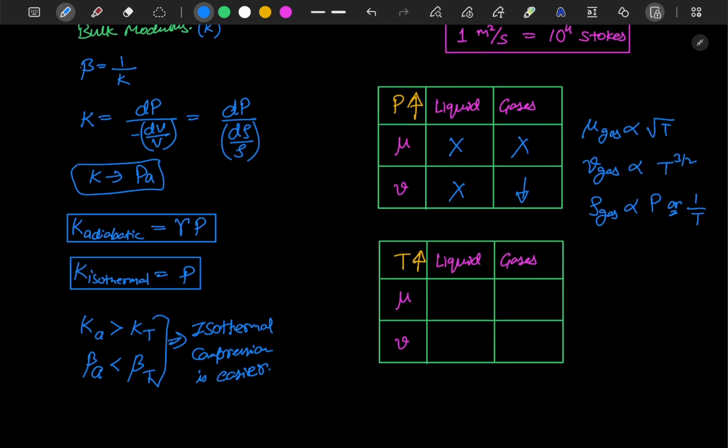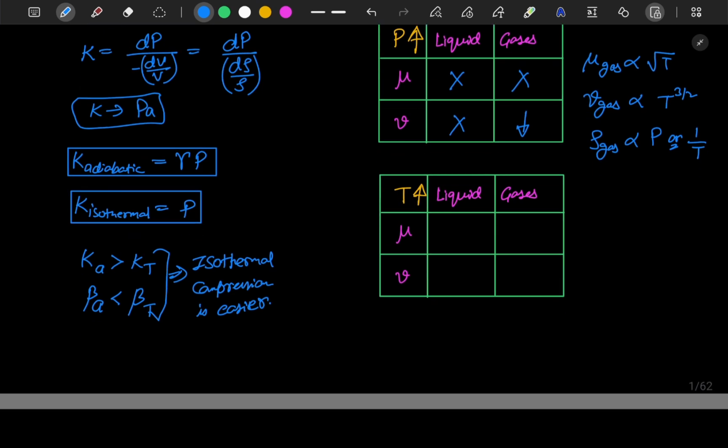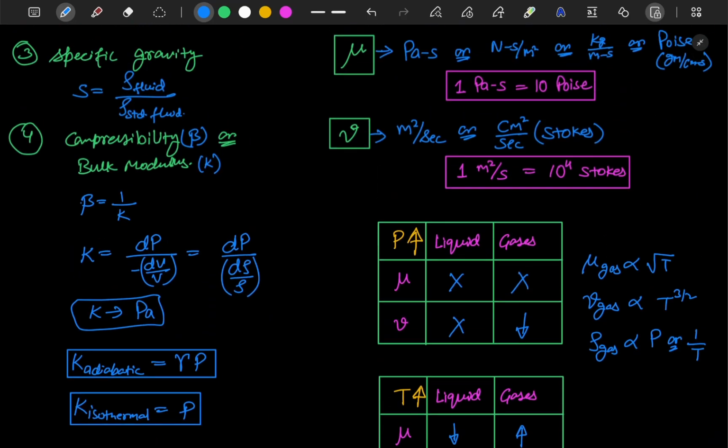Now if we increase the temperature, the viscosity of liquid decreases, and it's true for both the viscosities. In case of gases, increasing the temperature increases both values, as they are directly proportional to temperature. So I hope you understood this.